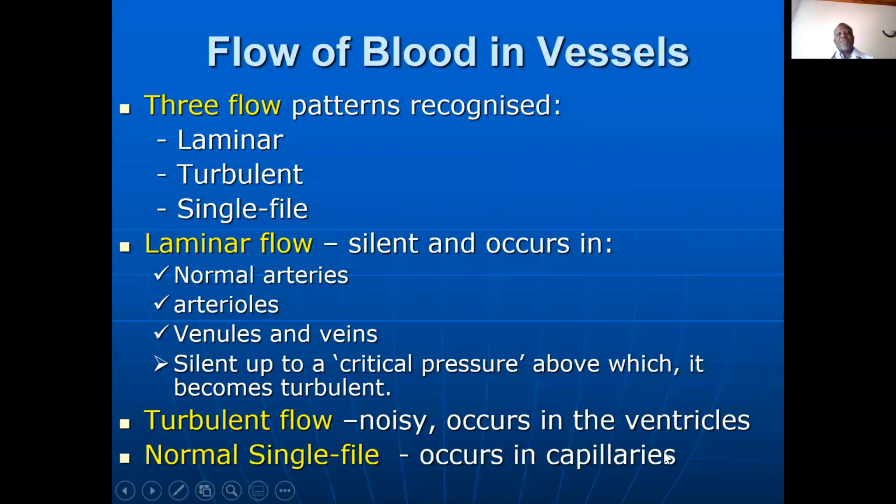It also occurs in ventricles because blood flow through the ventricles navigates through sharp corners. This is common really in younger people. So we get extra noises over the heart above normal heart sounds. Those extra noises are the ones we call murmurs, that is M-U-R-M-U-R. We'll cover that perhaps in lecture 3 or 4 of this series. And then finally, we have the normal single file. This normal single file usually refers to flow through capillaries.